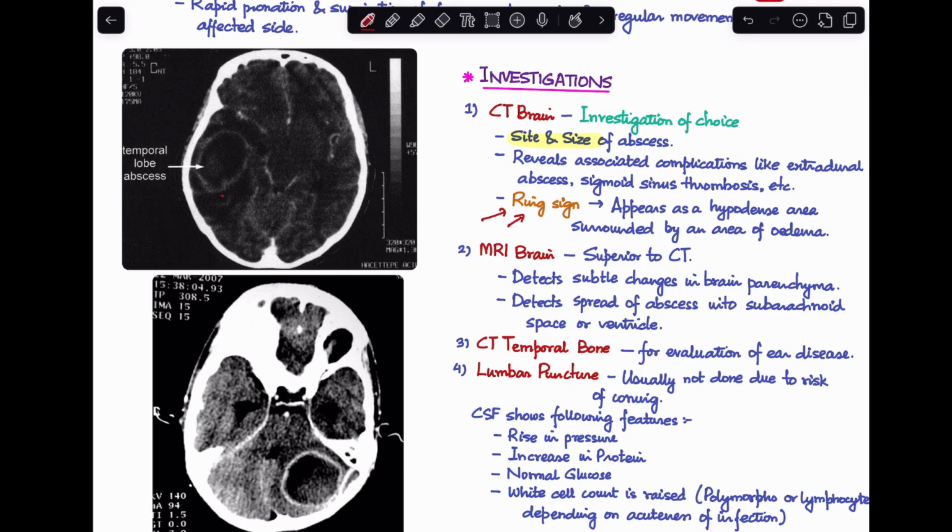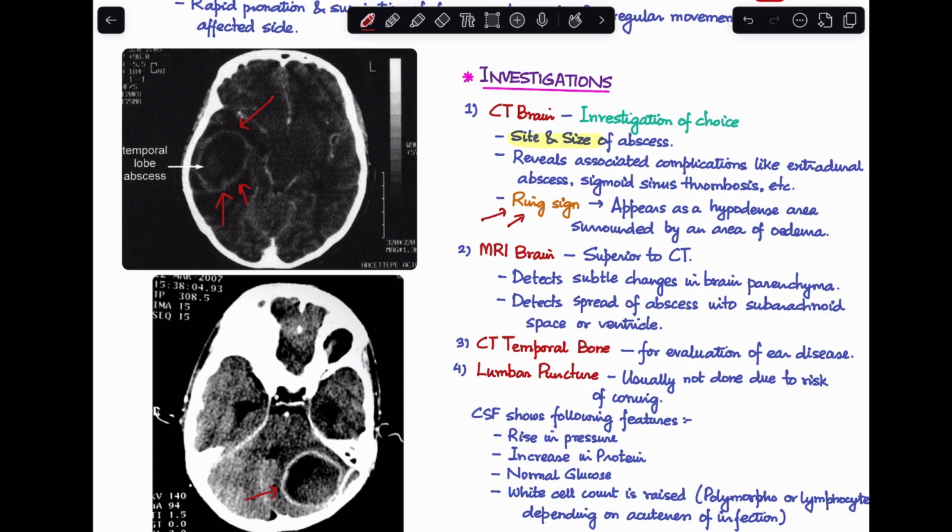If you see in the image here, this is the ring sign in the temporal lobe abscess, and the second image is that of a cerebellar abscess, where we see a hypodense area. In the center that you're seeing, this is the hypodense area, and it is surrounded by an area of edema, which is the ring enhancing sign. MRI brain can also be performed.